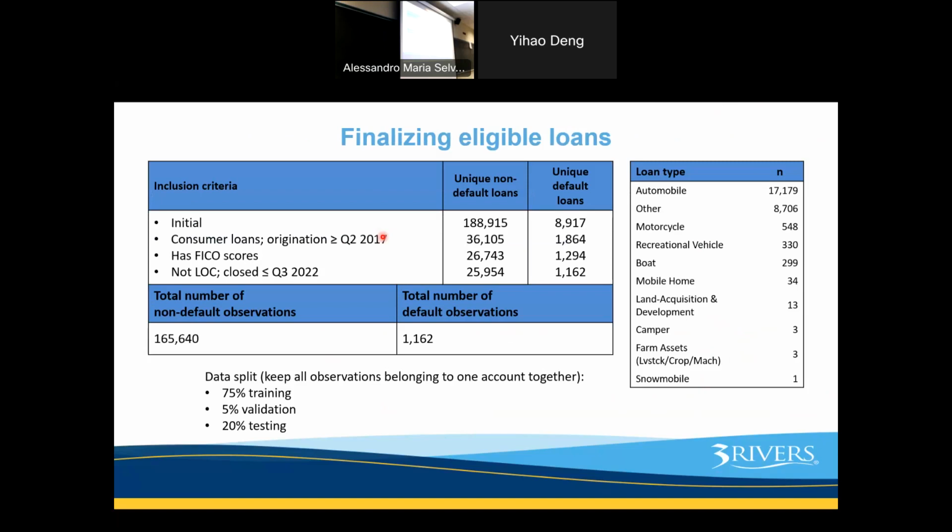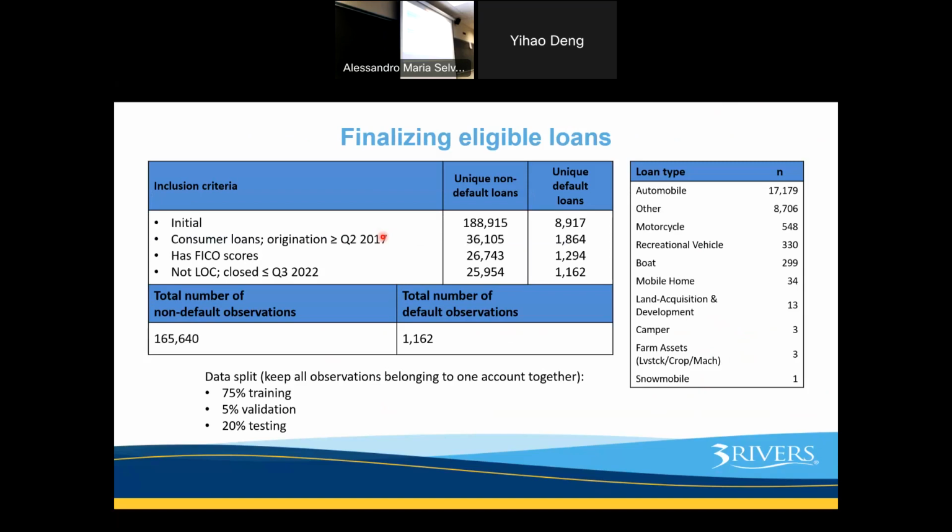So the 25,000 and 1,100 are just the accounts themselves. We take a new observation every quarter, so we end up with 165,640 non-default observations, and 1,100 default. The default is always the last observation, so that doesn't change. You can see this is highly imbalanced. Less than 1% of observations are default.